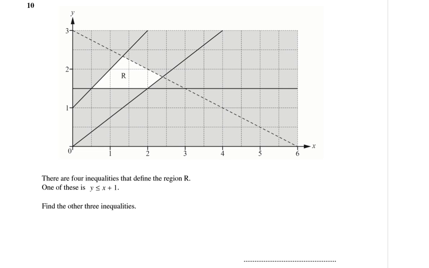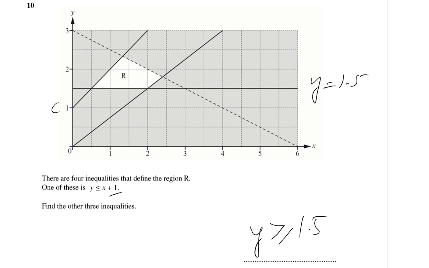Find the other three inequalities. They have given one and this is having 1 as y-intercept. So this is C. And what could be the other ones? This one is easy. Y is equal to 1.5 and its inequality would be greater. Y is greater than or equal to 1.5.